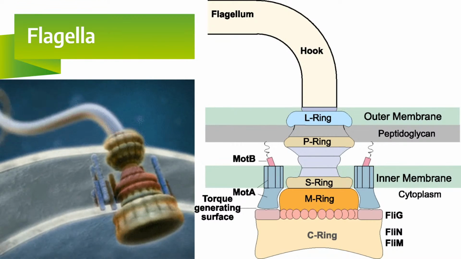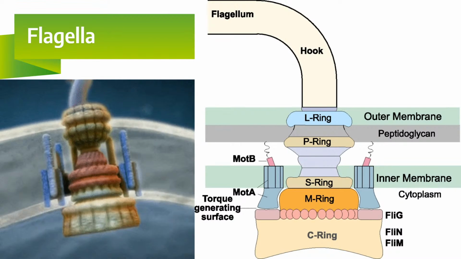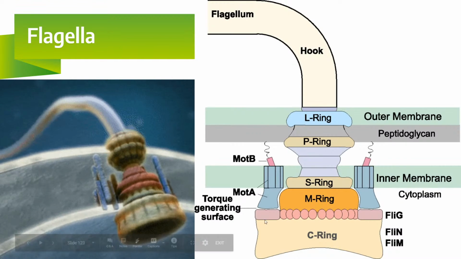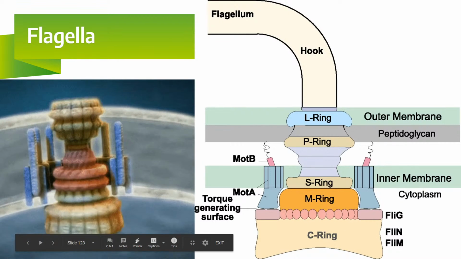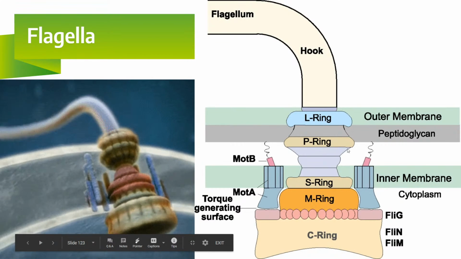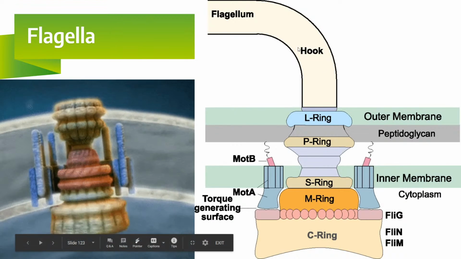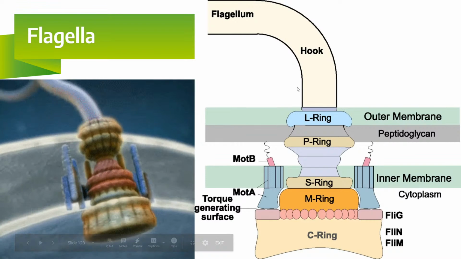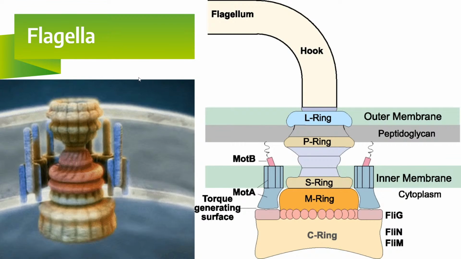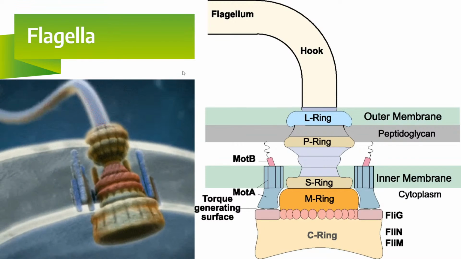And although it is not 100% known how it works, there are some ideas how the proton gradient is able to turn what you can see, the C ring, by channeling protons through MotA and MotB, what we talked about last time. And by this, it then turns the whole hook fragment, which is anchored in the plasma membrane and the cell wall of bacteria, causing a rotation, thereby propelling the bacterium through the medium.